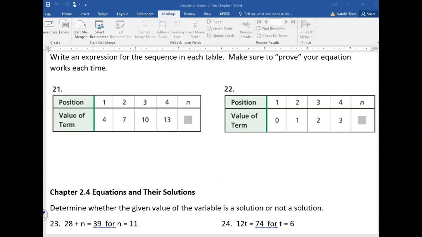Okay, now I want you to notice that on 22, it gets smaller. What 2 operations make numbers smaller? Subtraction or division, right? So I'm going to try out my subtraction first. 1 minus what would get me to 0? 1. 1 minus 1. So let's try it on the next one. 2 minus 1. Does it get me 1? Yeah. 3 minus 1. Does it get me 2? Yes. 4 minus 1. Does it get me 3? Yes. So this would be n minus 1. There's no way to clean this one up, so it's going to be n minus 1.